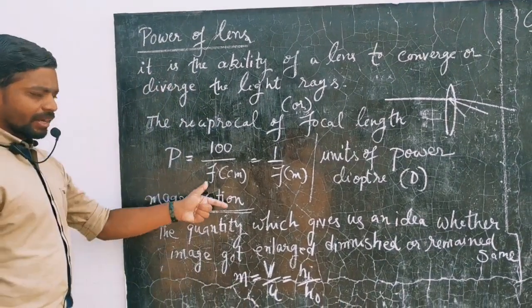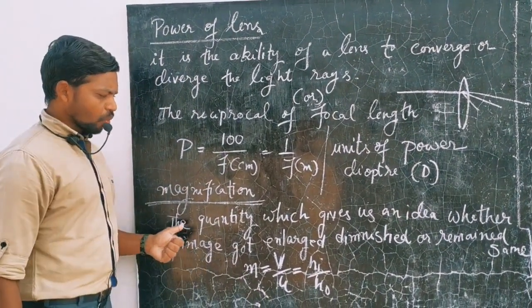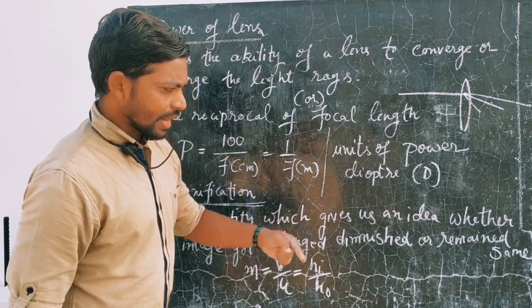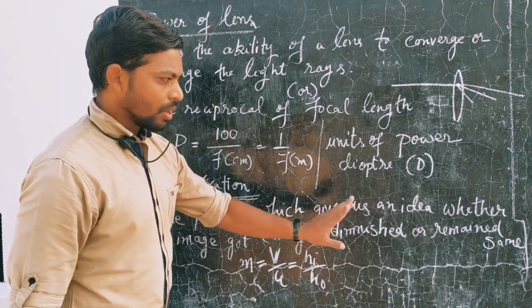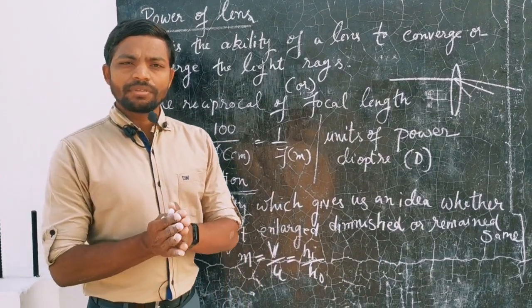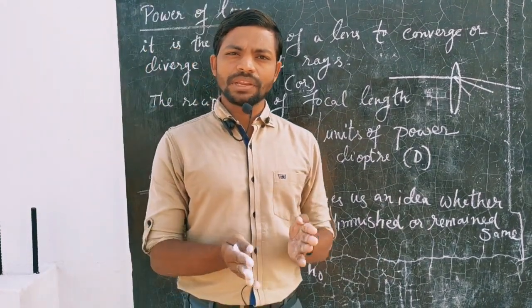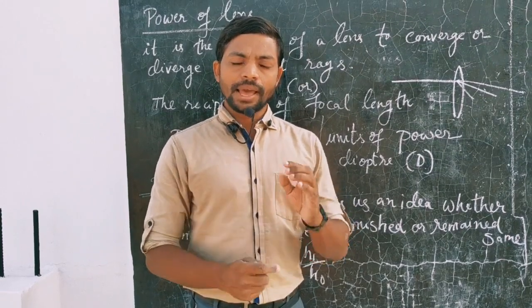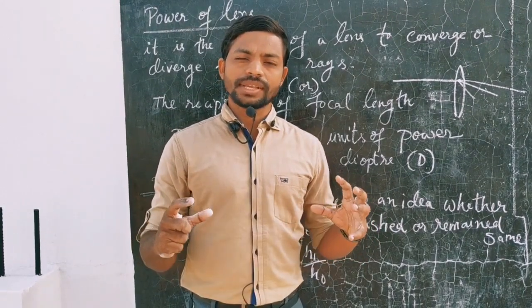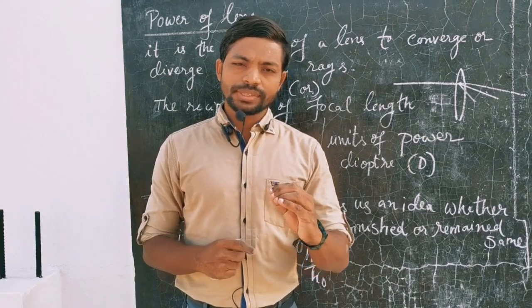Then we talk about magnification, the quantity which gives us an idea whether the image got enlarged, diminished, or remained the same. This we have already discussed in our previous classes. The magnification value clearly tells about the image, what kind of image it is. We can understand using the m value.